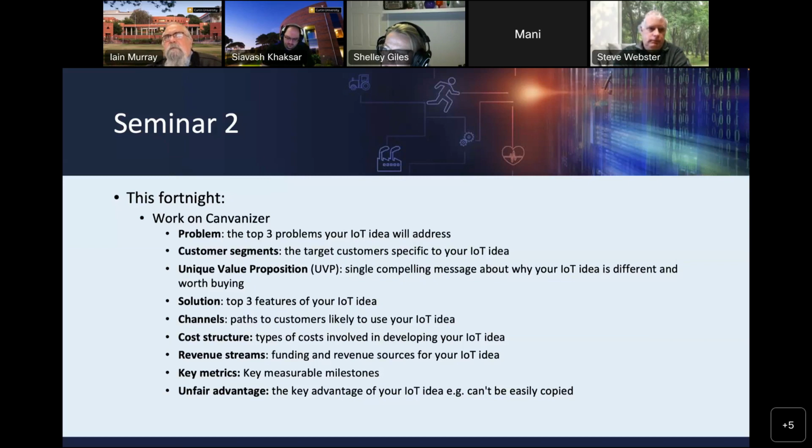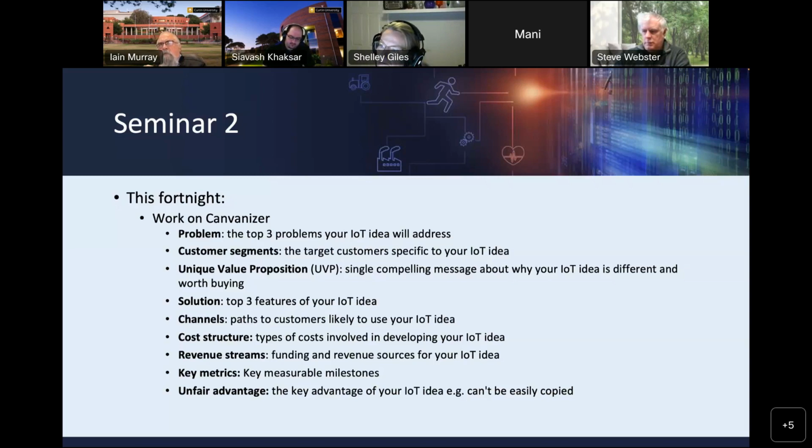One of the key ones is the unique value proposition, and it's the single compelling message about why your IoT idea is different. And if it's a philanthropic one, I'll keep mentioning this because we do have people looking at this area, it's not so much why is it worth buying, it's why is it worth installing. So why would somebody want to do this? In the case of the canals, it would be to avoid flooding or reduce the risk of flooding, to mitigate the effects of flooding. For the Mandurah Council, it's of course reducing salinity, reducing water usage. So there's lots of unique things that you can come up with that other devices won't do, and gives you the advantage.